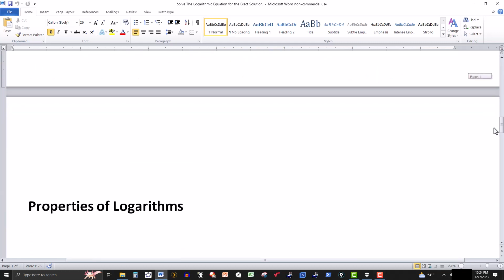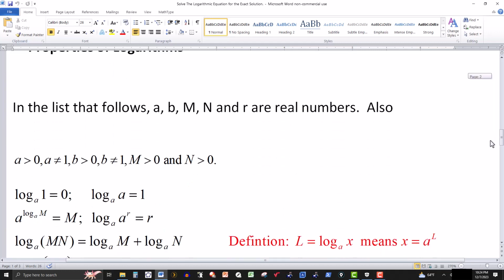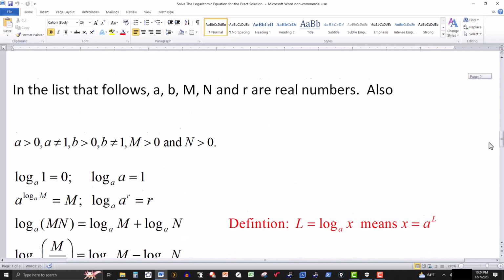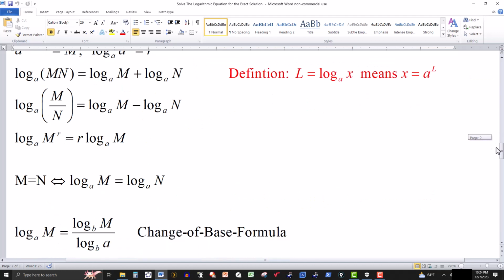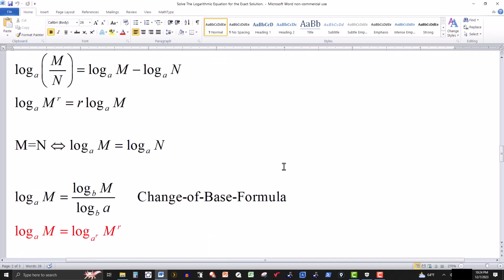Properties of logs again. I won't spend too much time here. I've done this before for other videos, and I'll focus on the two that I'm going to use. So your regular change of base formula is this one right here: log m to base a is equal to log of m over the log of a. You pick the base. And notice a is the base of the original one here.